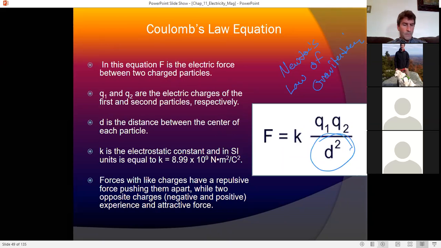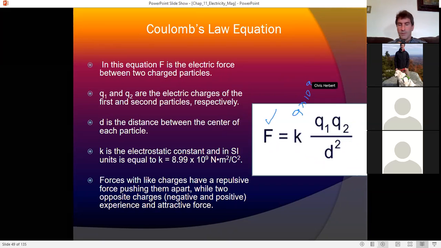Now, basically, Coulomb's law says the force between two charged particles will be equal to some electrostatic constant. This is the same for everything. It's 9 times 10 to the 9 Newton meter squared per Coulomb squared, times the charge of the first object in coulombs, times the charge of the second object in coulombs, obviously named Coulomb, divided by the distance squared.